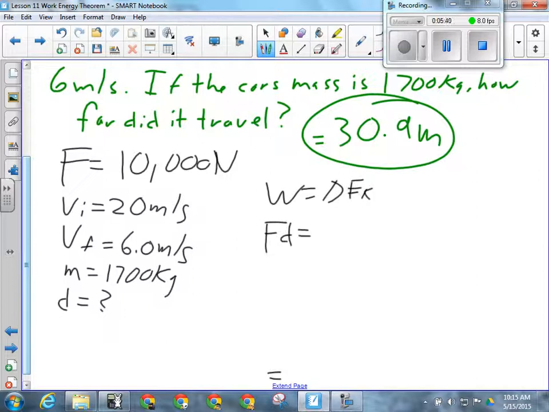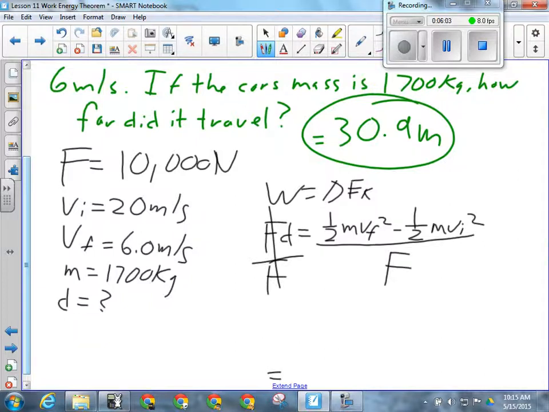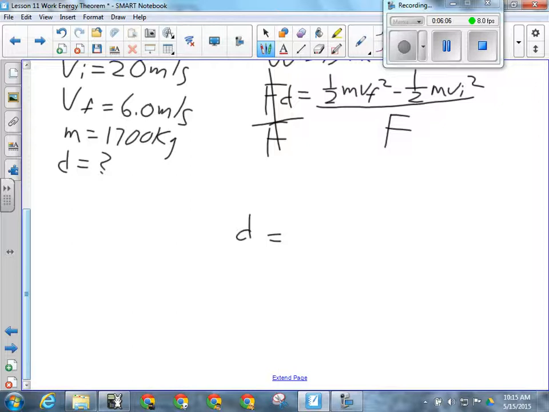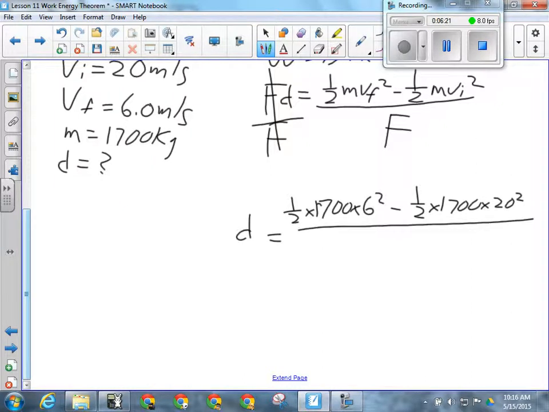Force times distance, since they give me force and ask for distance, equals 1/2 m vf squared minus 1/2 m vi squared. I'll have to do both of those, but that's okay. I need to get distance by itself, so what do I do with force? Divide it over to the other side. Now I can plug in my numbers. Distance is going to equal 1/2 times 1,700 times 6 squared minus 1/2 times 1,700 times 20 squared, divided by the force, which was 10,000 newtons.